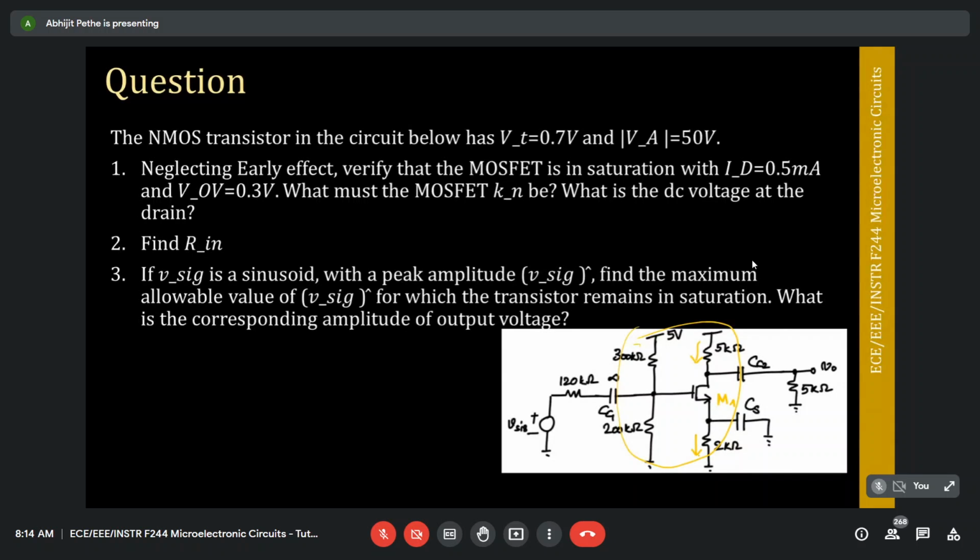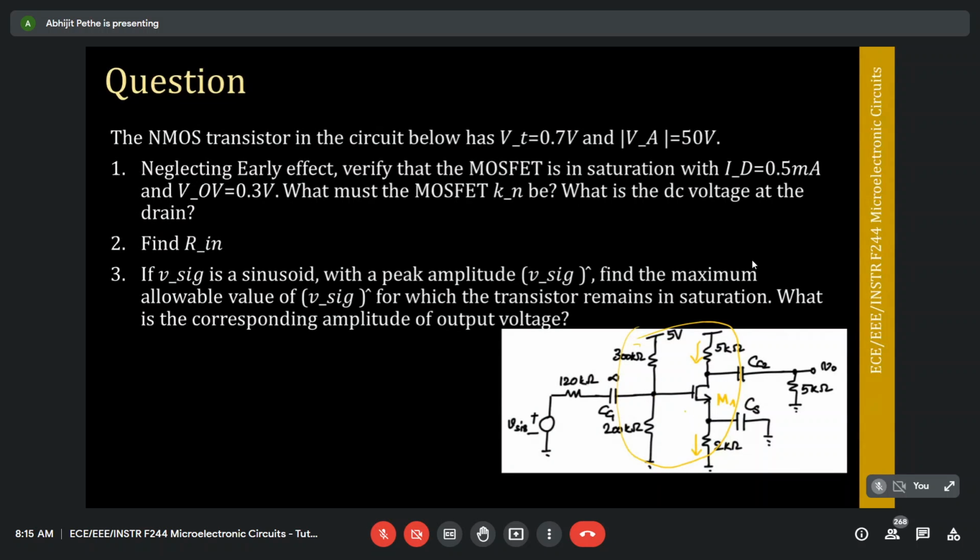So since we know the voltage at the gate, like we know that it's 5 volts distributed across the 300 and 200 kilo ohm resistors, we can find the gate voltage. And since we know the current going into the MOSFET itself, we can find the drain voltage. Sure. But you don't need to worry about this part for now, right?